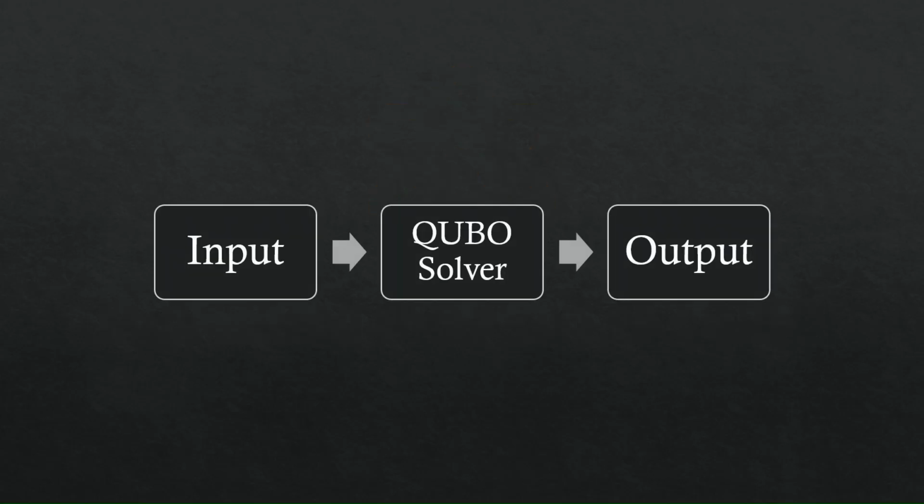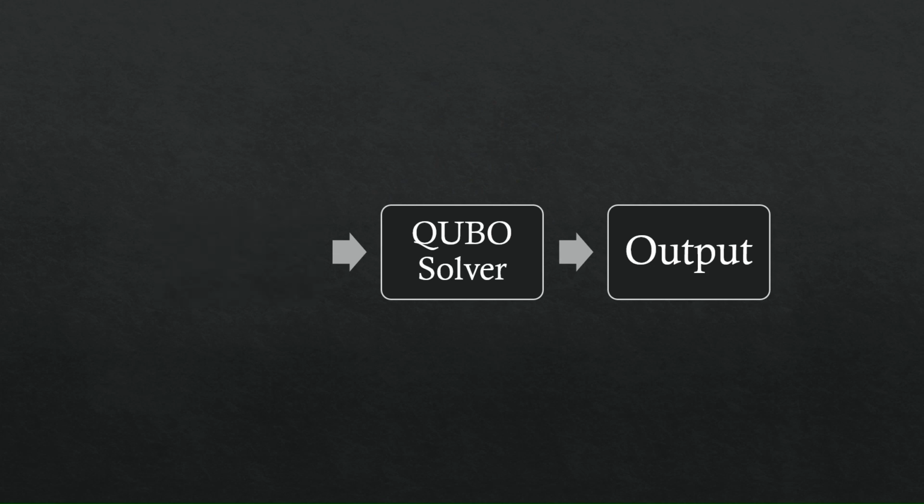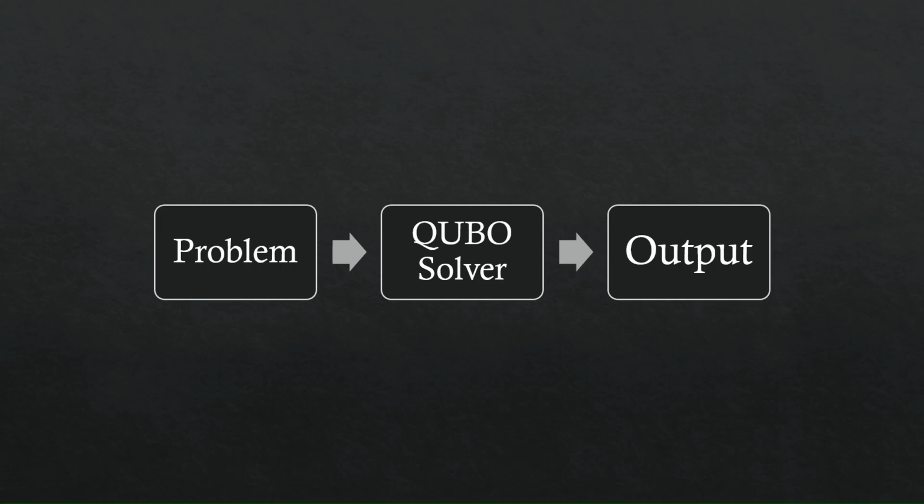Let us start this section with such an abstraction where a QUBO solver takes in an input and provides an output. In general, for any solver, typically the input is a problem and the output is a solution. In case of QUBO, the problem is a symmetric matrix conventionally expressed by the letter Q, and the solution is a binary vector, or in other words, a binary column matrix expressed by the letter X. If the size of the matrix Q is n cross n, then the solution X is a binary column matrix of size n cross 1.